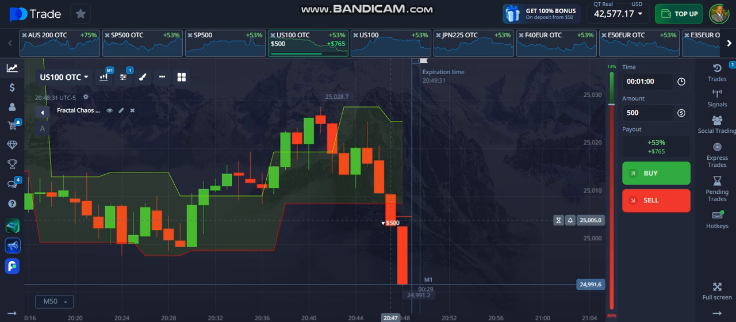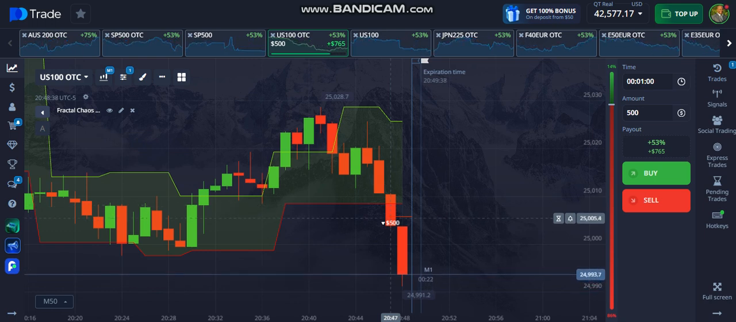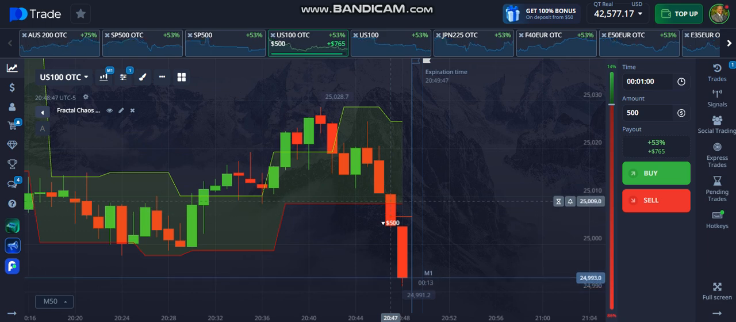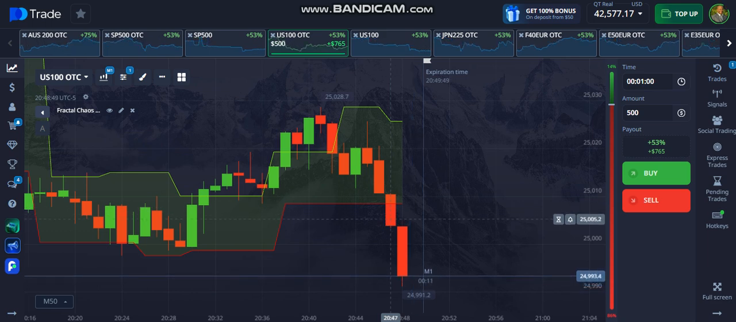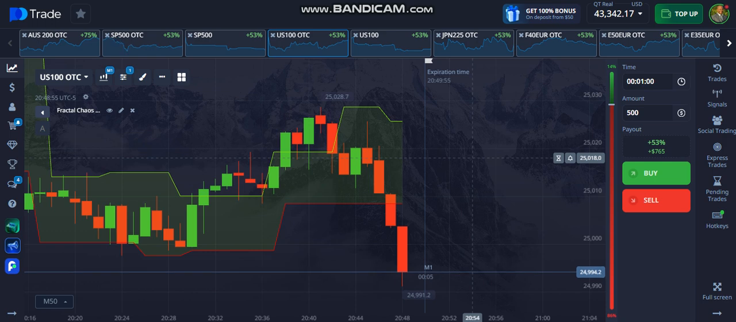So the idea is that if you anticipate that the candle is going to close outside the boundary, you don't have to wait for the candle to close. You can take the trade in the direction of the trend here, and there we go. You see, we won that trade. So let me pause the video and look for another setup.